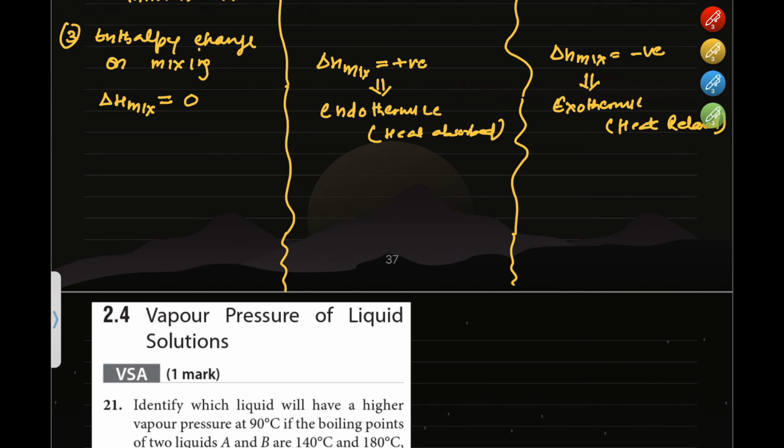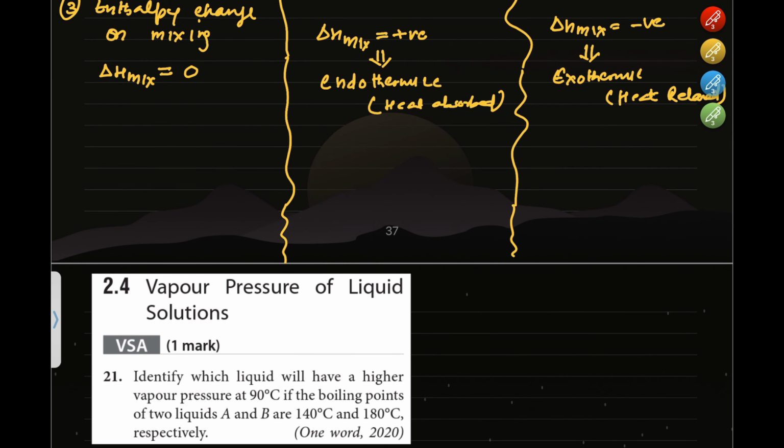Next point is point fourth. एंथैल्पी चेंज ऑन मिक्सिंग हो गया. अब नेक्स्ट पॉइंट, वॉल्यूम चेंज ऑन मिक्सिंग. वॉल्यूम चेंज ऑन मिक्सिंग, that is delta V mixing. Delta V, volume change in mixing, is equal to 0 for ideal solution.